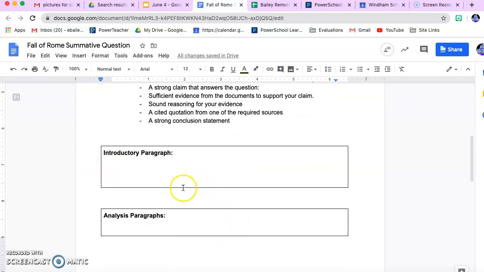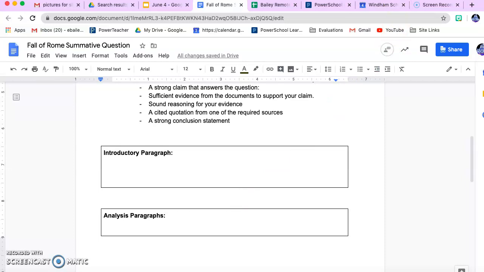So again, this introductory paragraph is just kind of explaining what's going on, introducing your reader to what you're going to be talking about, and then the analysis paragraphs would be your CER paragraphs with claim, evidence, and reasoning. If you have any questions, let me know. If not, your summative is due today.